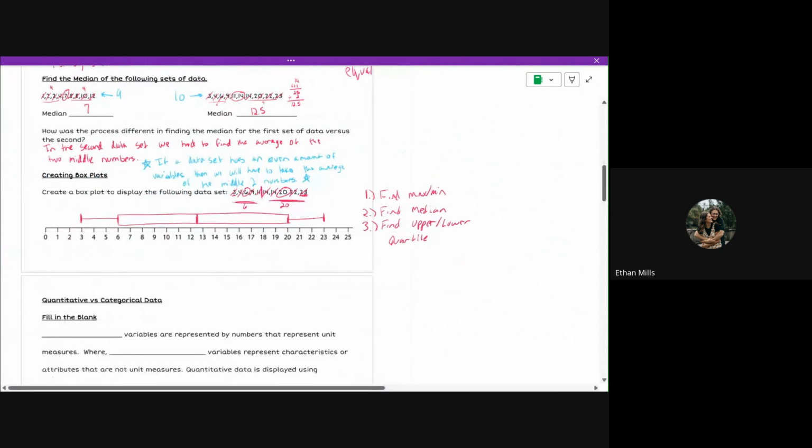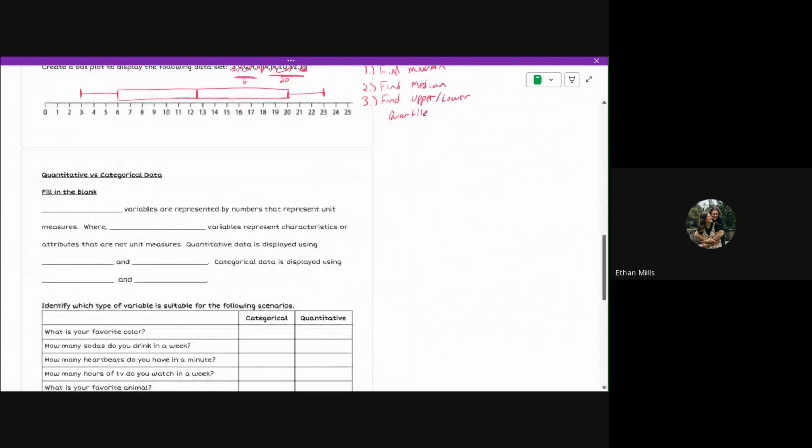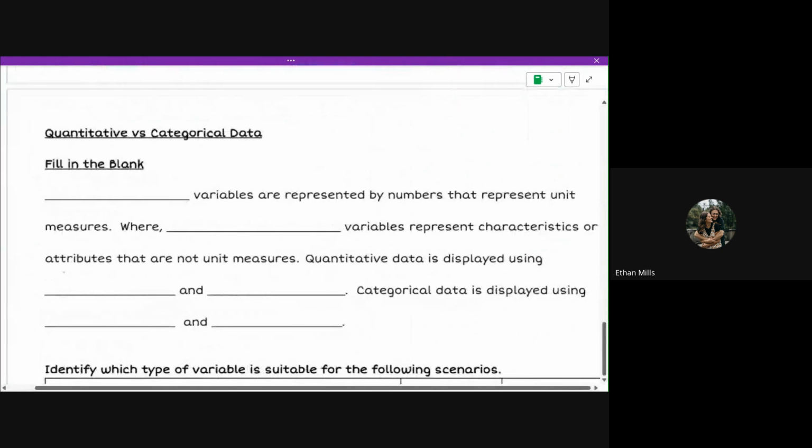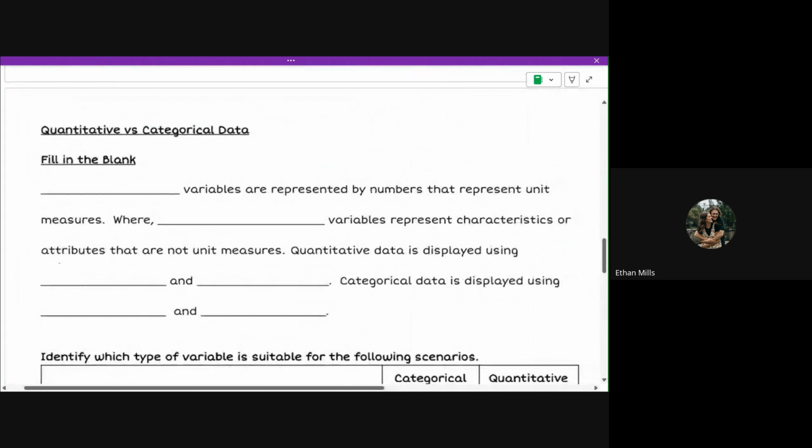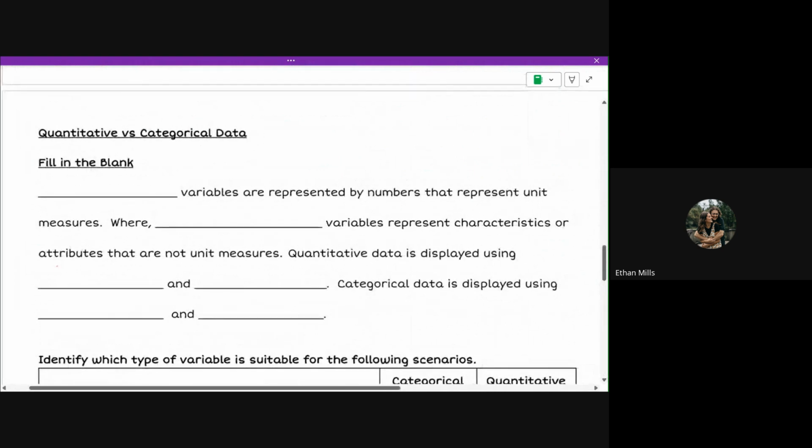So we're going to flip to the back page now and talk about quantitative versus categorical data. This is honestly a pretty good section to start with because it's all vocabulary. It says fill in the blank. Blank variables are represented by numbers that represent unit measures. So remember, anytime we have a data set measured by numbers, we call that quantitative data.